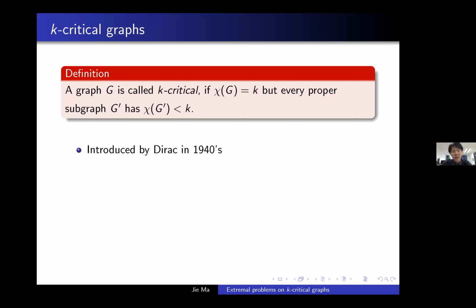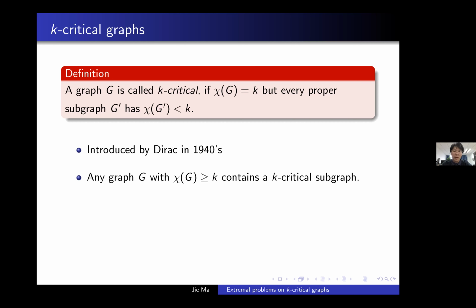This is an important concept in the development of graph theory. It was introduced by Dirac in the 1940s, in his dissertation. The importance of this concept is that in graph theory, people study graph coloring and are interested in the chromatic number. Any graph G with chromatic number at least K will contain a K-critical subgraph.